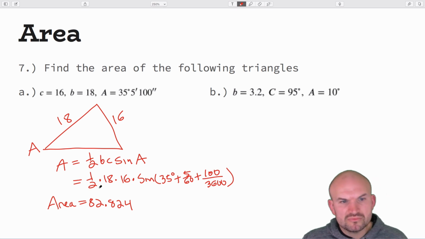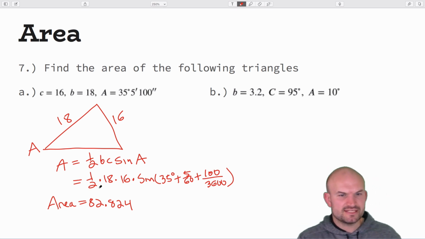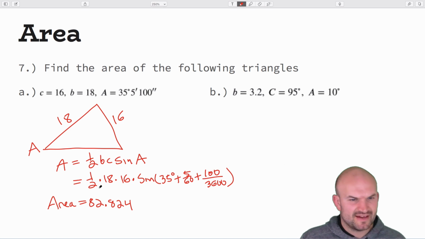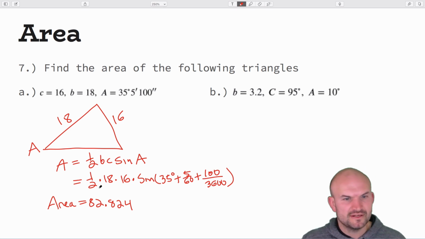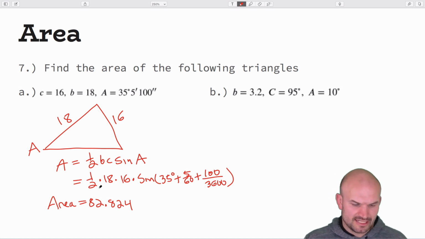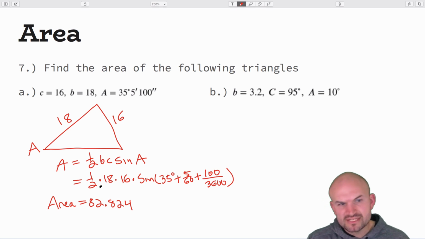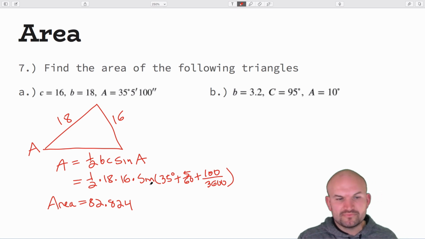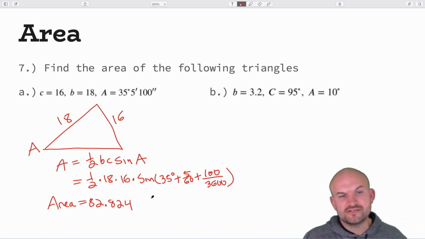Which seems relatively reasonable, depending on the height. If I had the height, that'd be 18 times the sine of 35 roughly. So it's giving you a height of 10, and then it's 1/2. So yeah, seems like 80. Seems like that pretty much works. It seems reasonable. Just remember, if you're using units, that's going to be your unit squared.